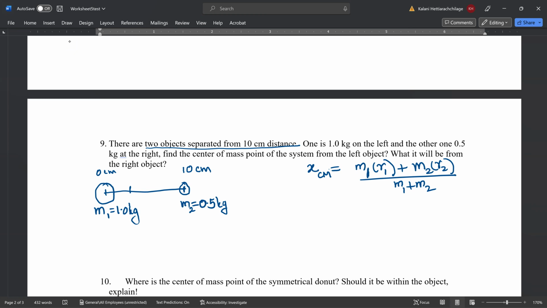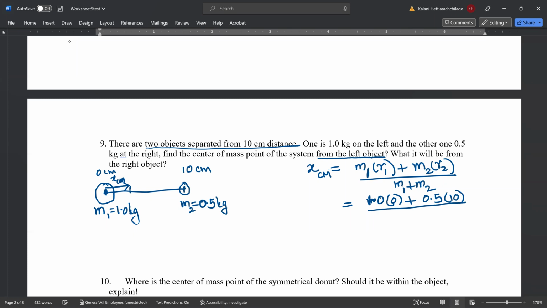So now the distance that I label here is 0. I'm going to find the center of mass from this point, because in the first part of the question, it is asking for the center of mass from the left object. This is the X center of mass that I'm going to find, XCM. Okay, so from that point, R1 to M1 will definitely be 0. I hope you guys understand that. M1 is 1 kilogram. Let's plug it in. 1 kilogram, and distance to that is 0. And plus M2 is 0.5 kilogram. Distance to that is 10 centimeters.